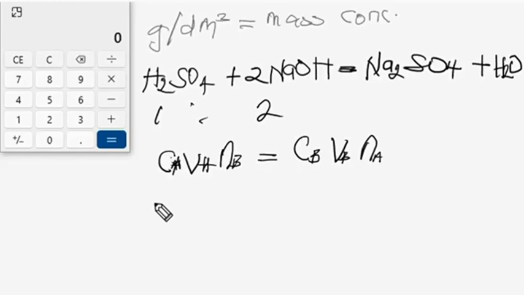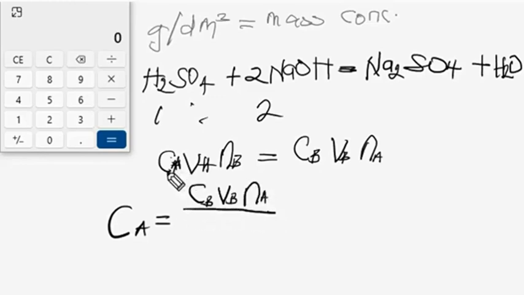So we need to understand that here, if we make Ca the subject of the formula here, we are going to have Cb times Vb times Na over the coefficients of this Ca, that's Va times Nb.